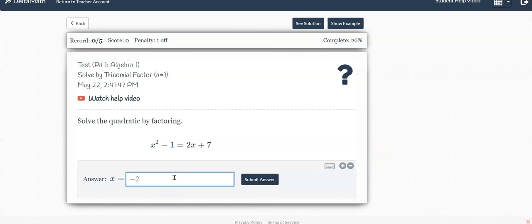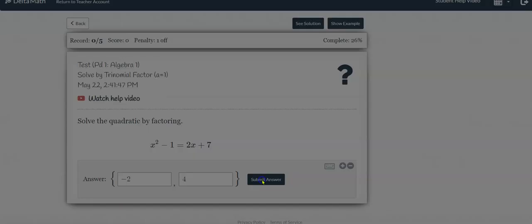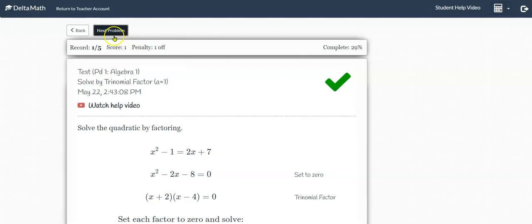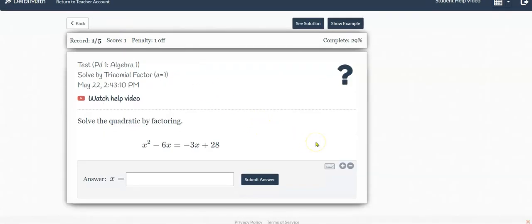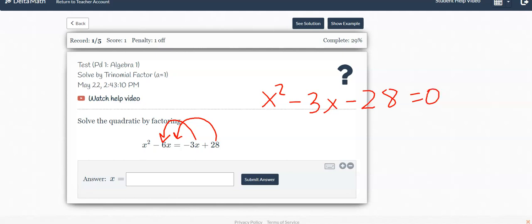Negative 2. Once I click my comma, it will put the braces for me. Again, one more time, make sure it's written in standard form. I'm going to keep my x squared positive, so this is going to combine when it comes over as a positive 3x, and this will come over as a negative 28. X squared minus 3x minus 28, don't forget your equals 0.